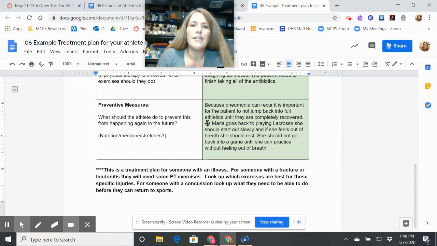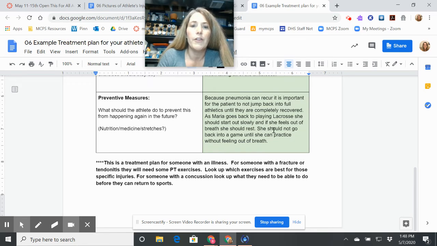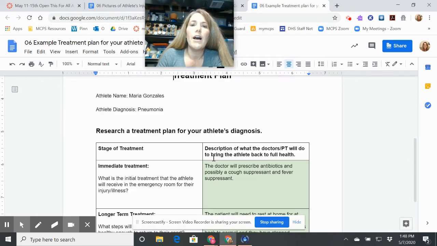And then lastly, preventative measures. So pneumonia can reoccur if you go back to it too quickly. So she's supposed to get fully recovered, and then as she goes back to playing lacrosse, she should start out slowly. If she feels out of breath, she should rest. She shouldn't go back into a game until she can practice without feeling out of breath. Now, she has an illness.